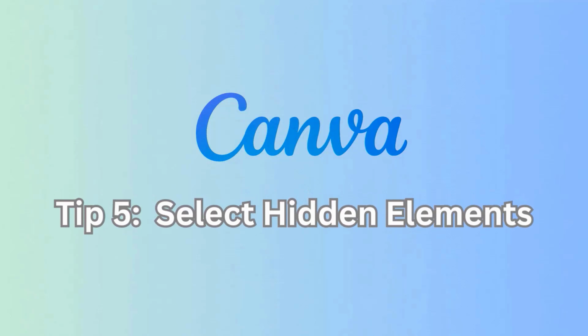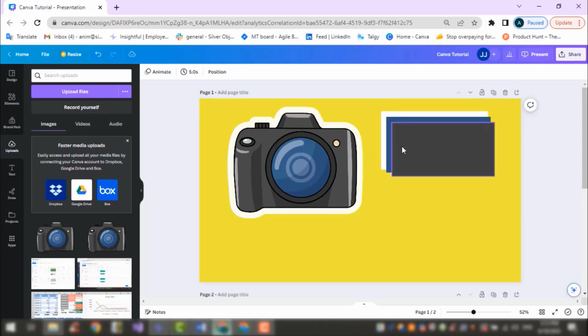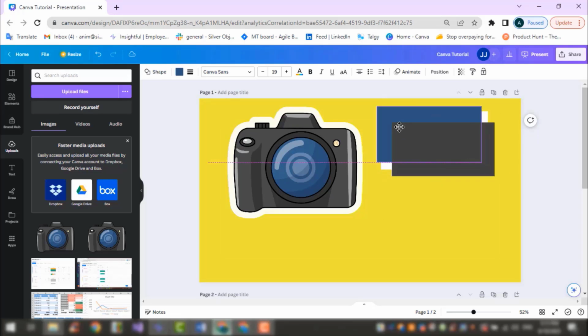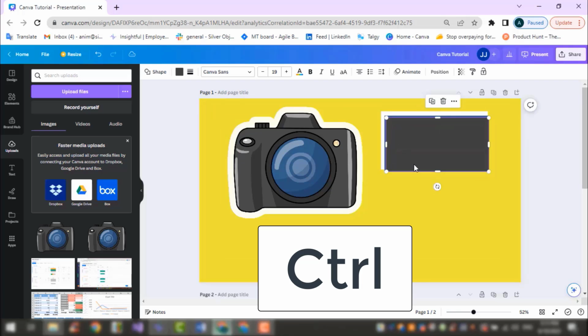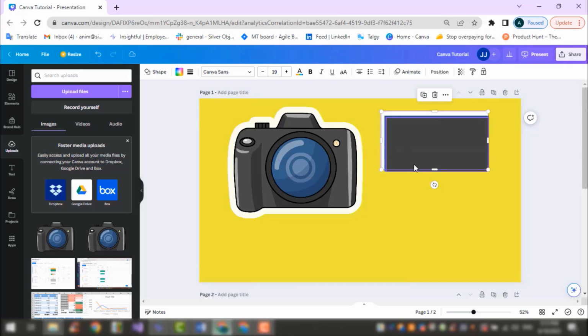When we have multiple elements on top of each other, sometimes we want to select the elements underneath, which is really difficult to do. So the next tip will help us to do so, which is called Select Hidden Elements. Hold down Ctrl and then Ctrl click. It selects the element behind.